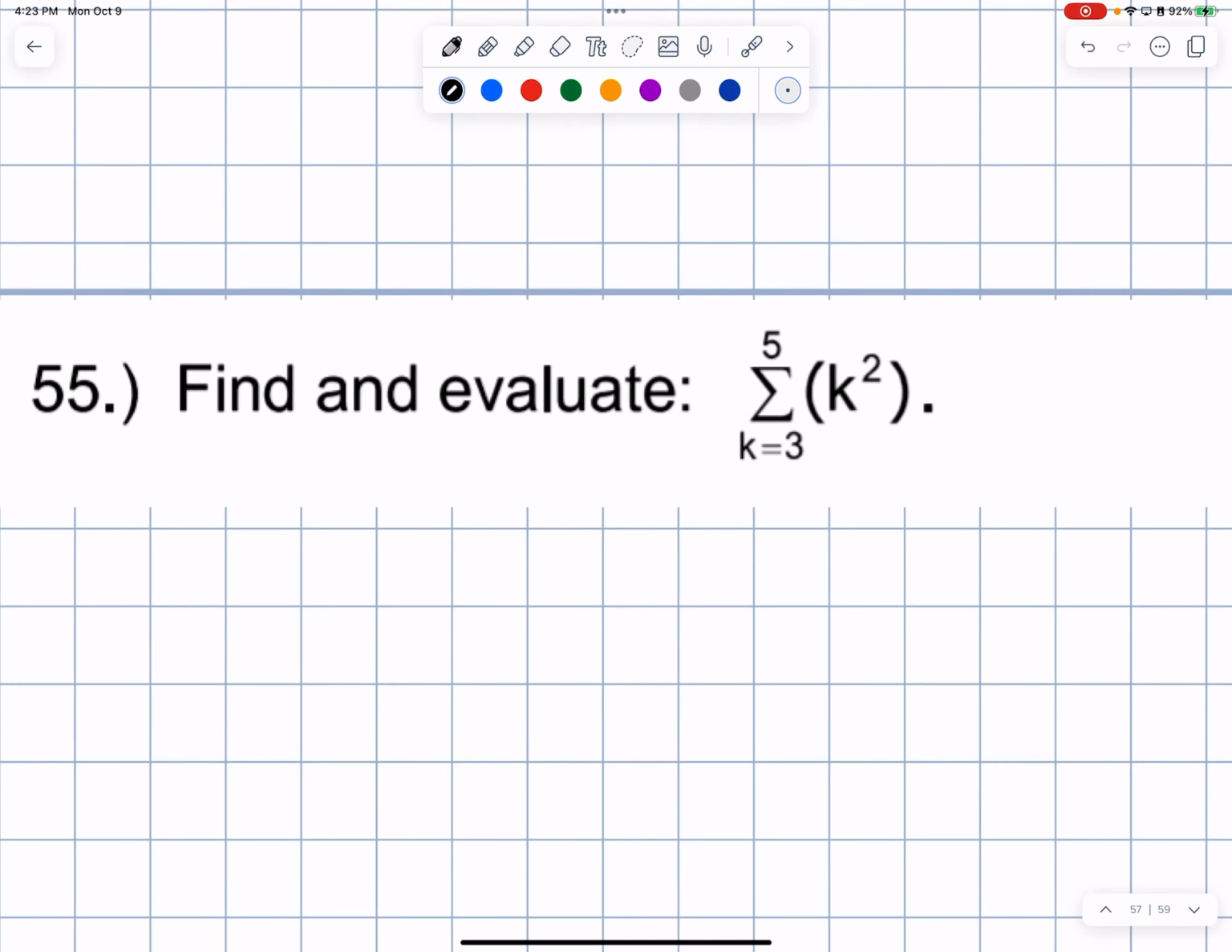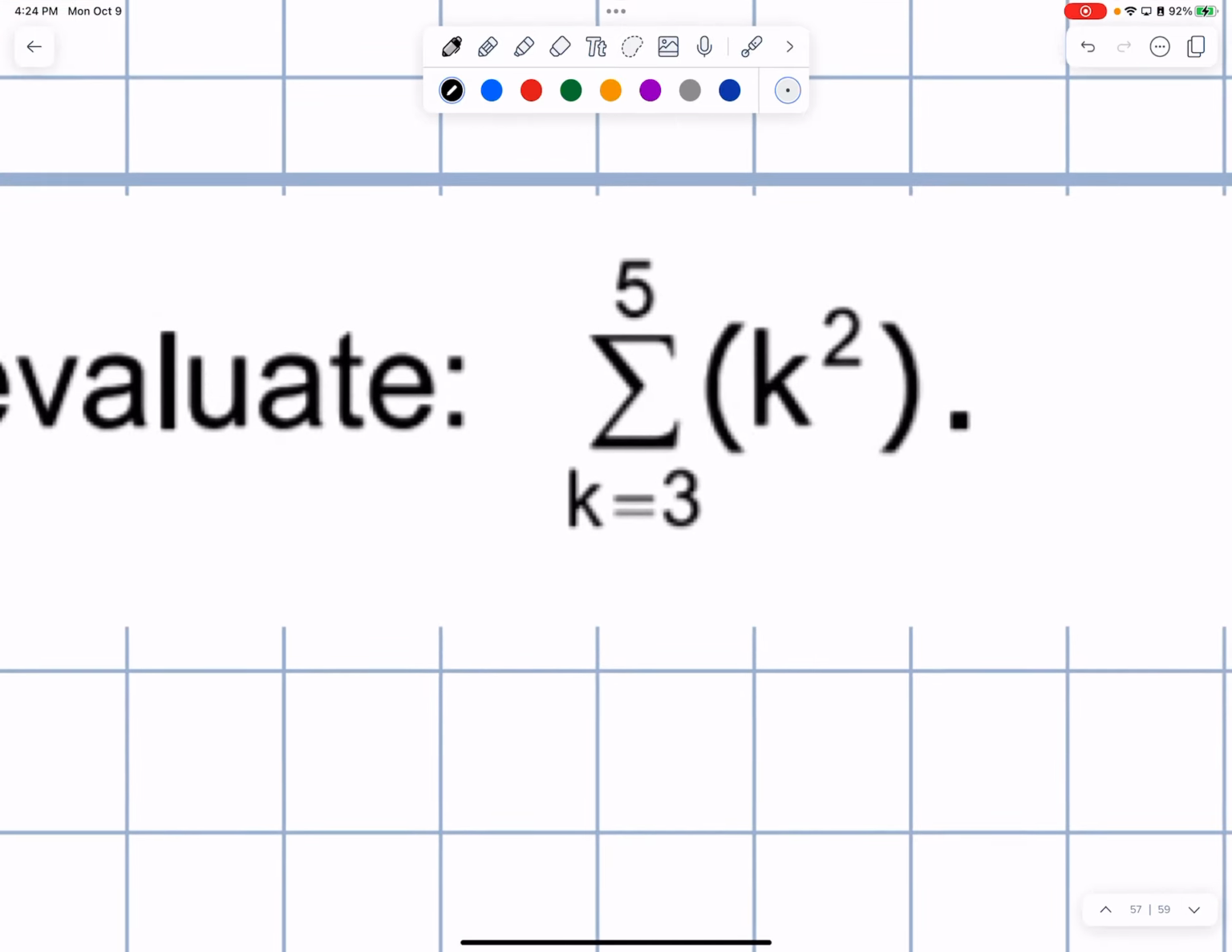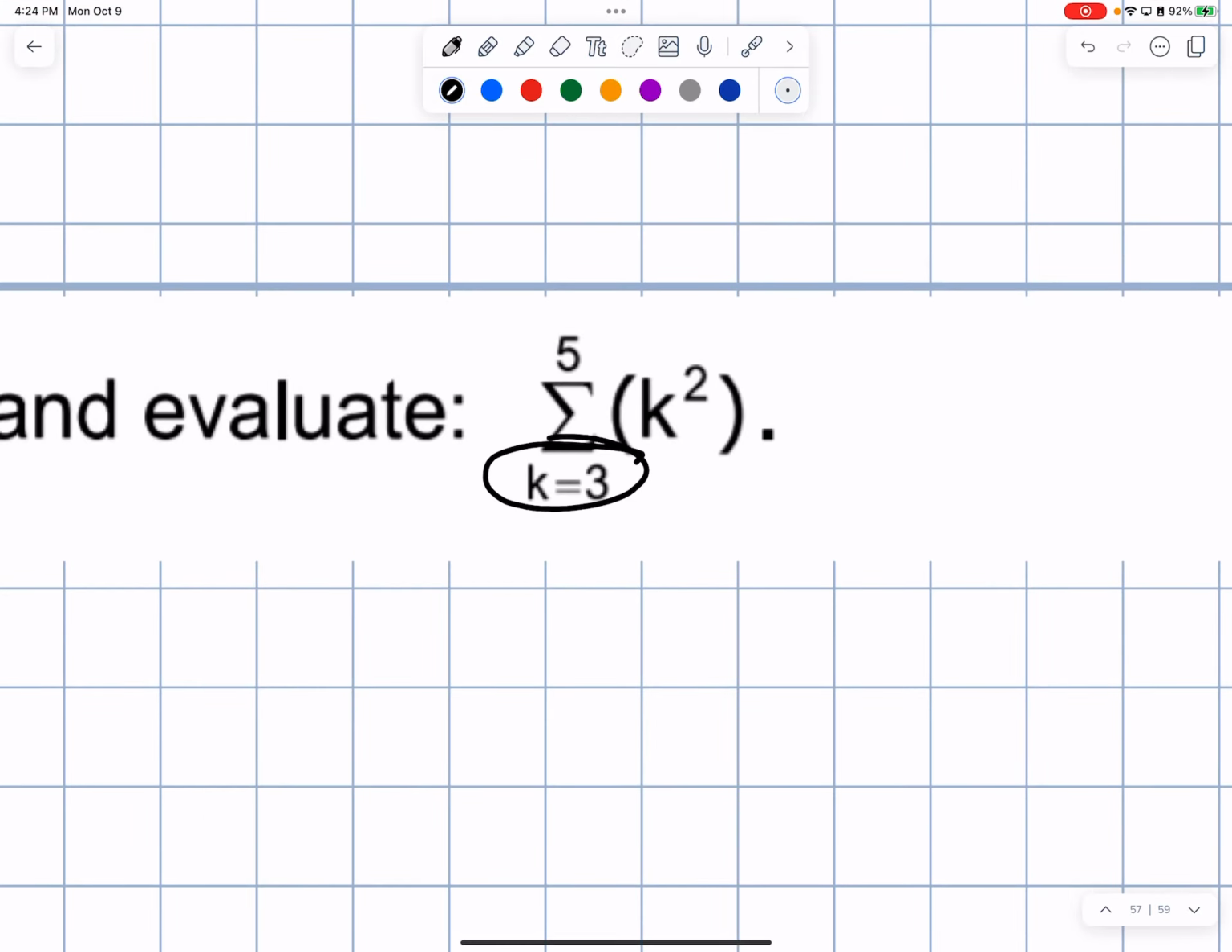I am not going to do this one because it's the same. Plug in 3, then 4, then 5, add them up. Is that okay? You already got it? What's up? It's different goals. It starts at 3 and then 5. Yeah, it starts at 3 because they said started at 3, ended at 5.